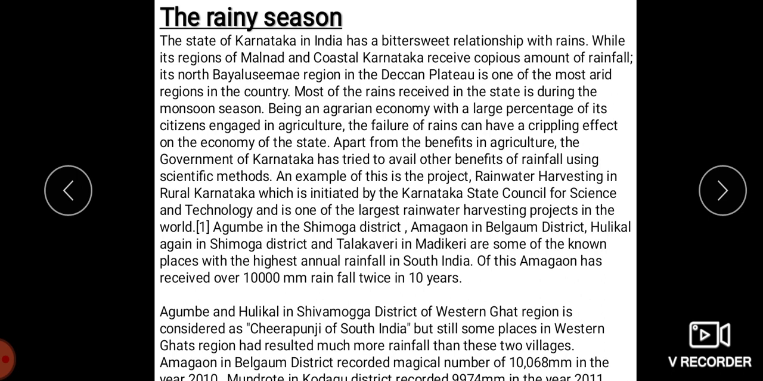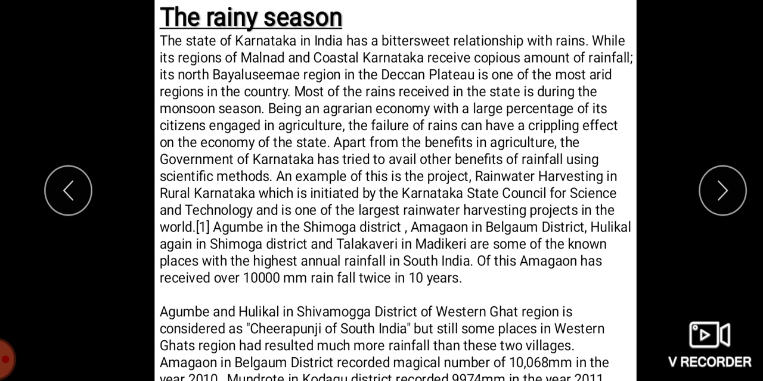The rainy season is also known as the southwest monsoon season. The state of Karnataka in India has a bittersweet relationship with rains. While its regions of Malnad and the coastal region receive copious amounts of rainfall, its north interior region in the Deccan Plateau is one of the most arid regions in the country.